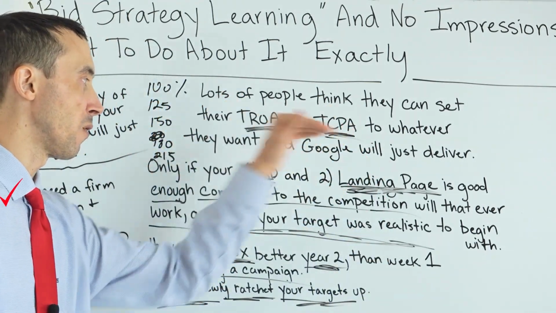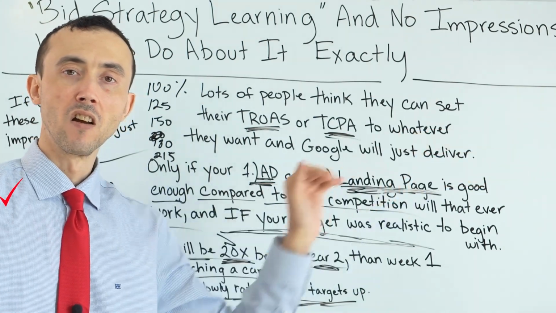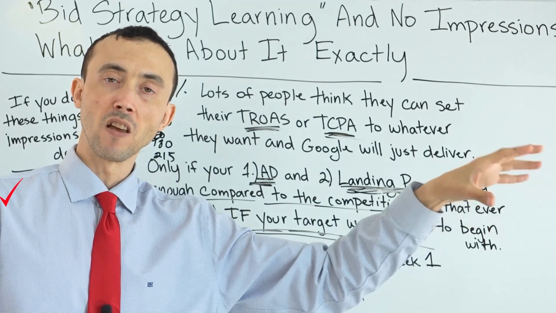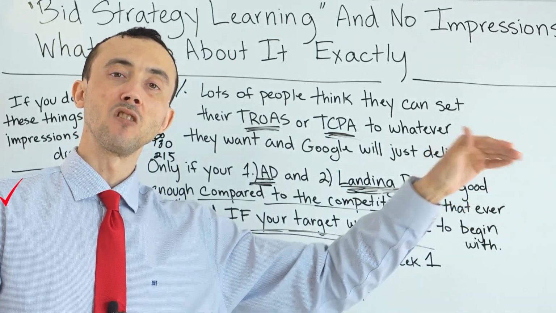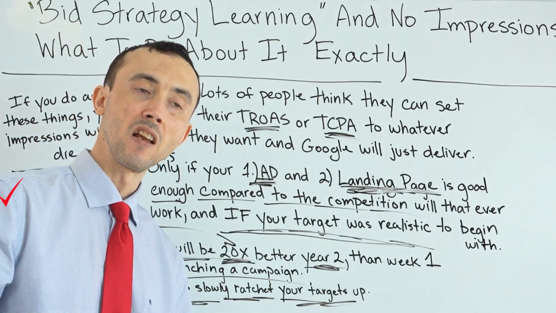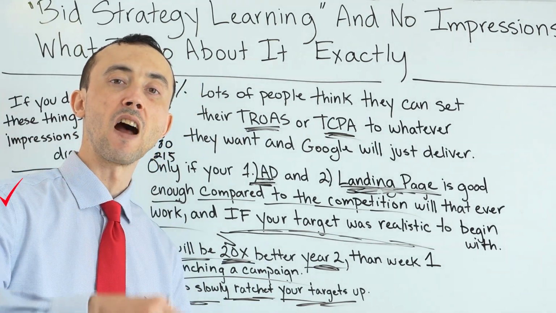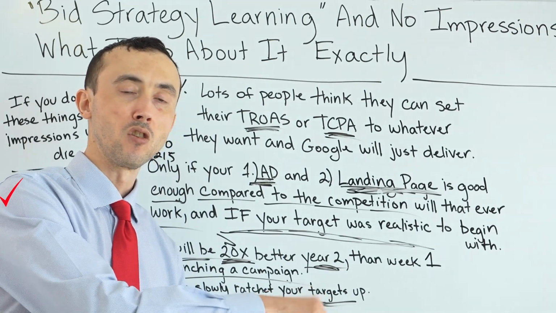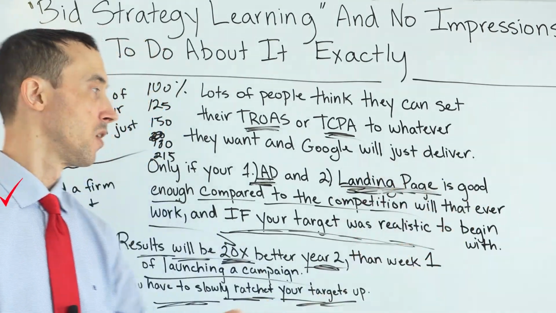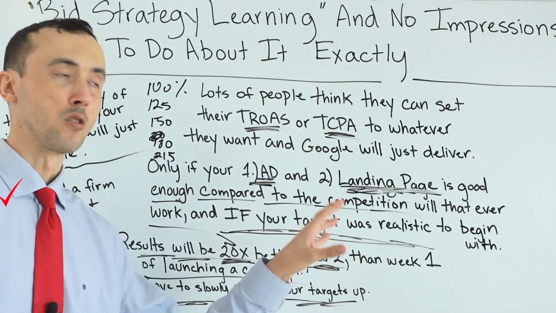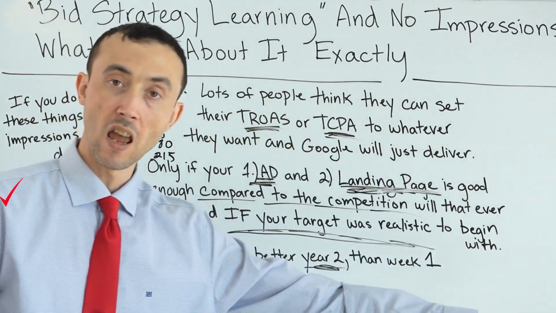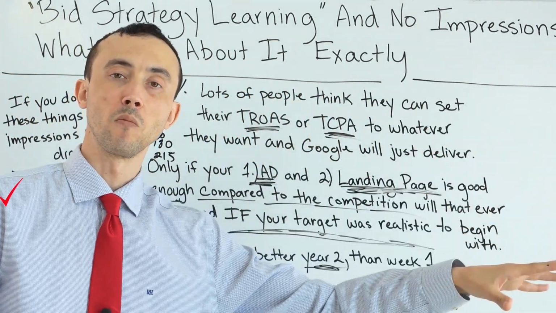So there's no way around having the firm foundation there of the right ads, right landing pages, with the right click-through rate that you need, the right conversion rate that you need, as compared to your competition on Google. And you've got to spend enough money and acquire enough clicks for the algorithm to figure out it's actually better than your competition. So you're going to be paying much higher cost per click just for the algorithm to learn and so forth. But if you do those things, there's no reason why you should be in learning mode for long and have no impressions or little impressions.